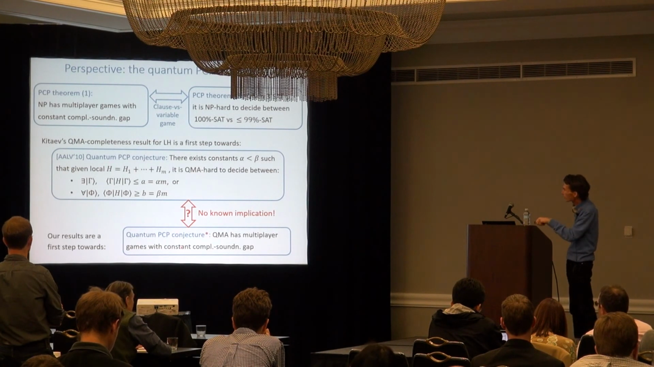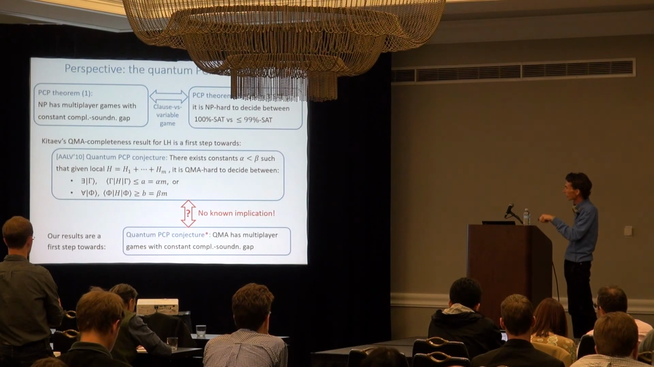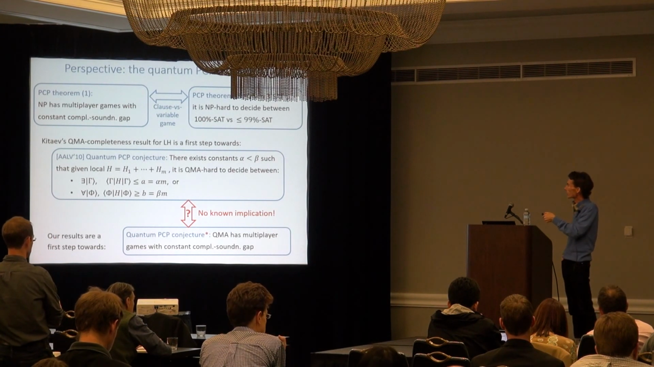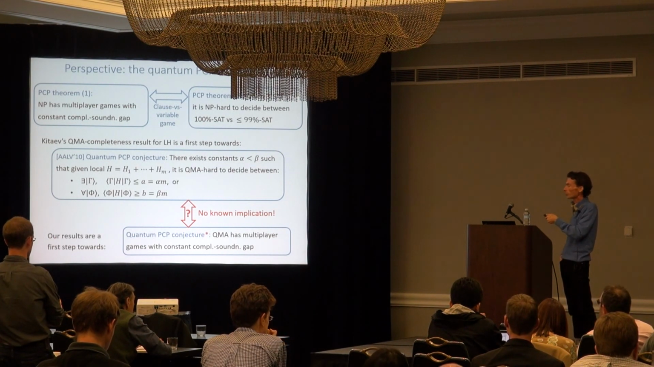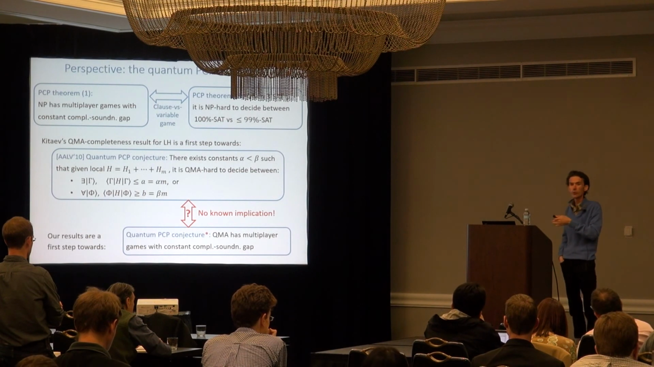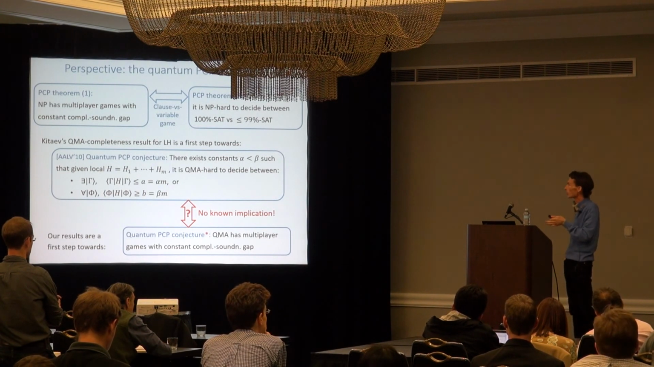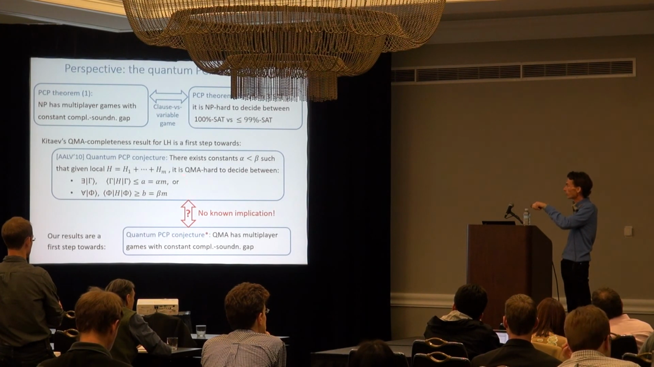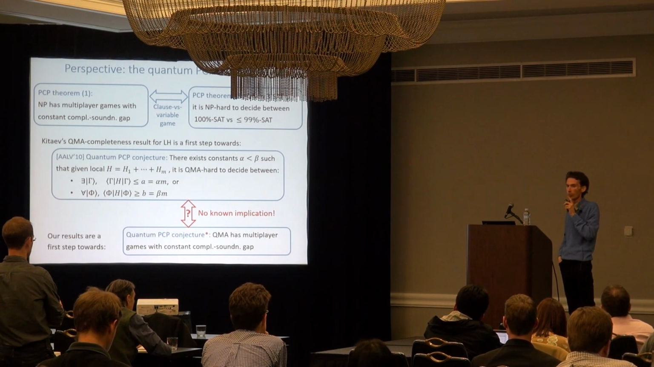And so what's interesting is that what I described goes in the direction of showing this conjecture, but we don't know how to relate them. The reason we don't know how to relate them is what I said in the first few slides: this clause versus variable game, when you try to make it quantum, you get this Hamiltonian versus qubit game. It's not clear at all what the Hamiltonian versus qubit game is saying about the relation between these two problems.